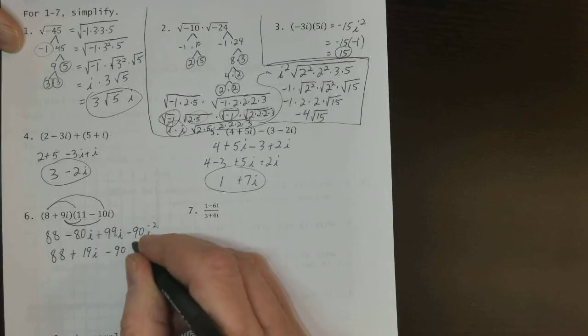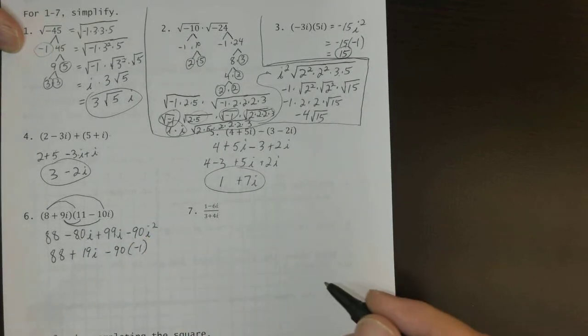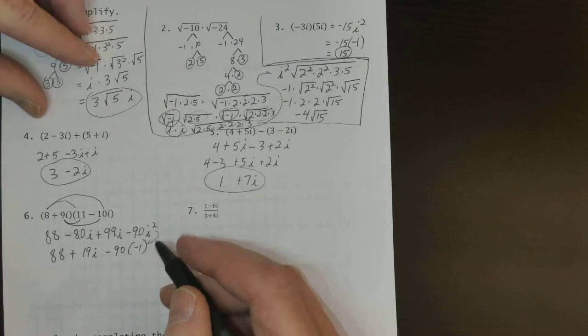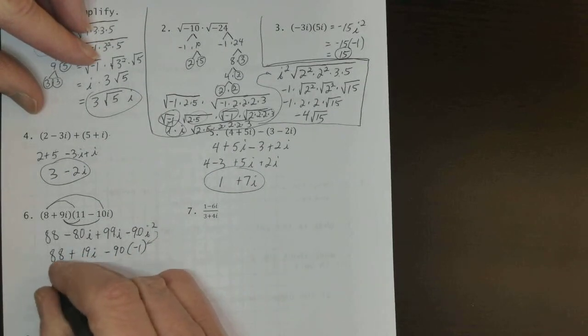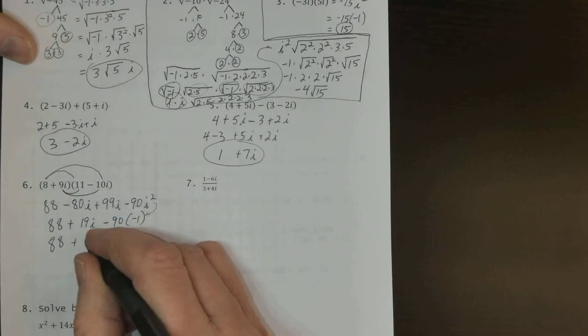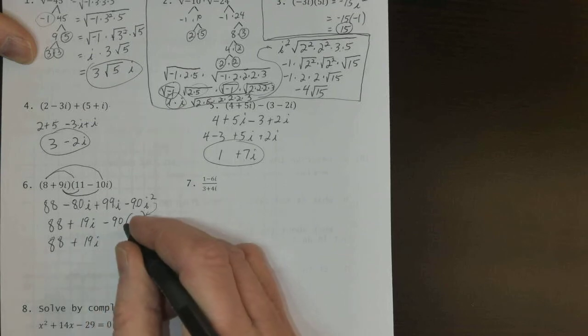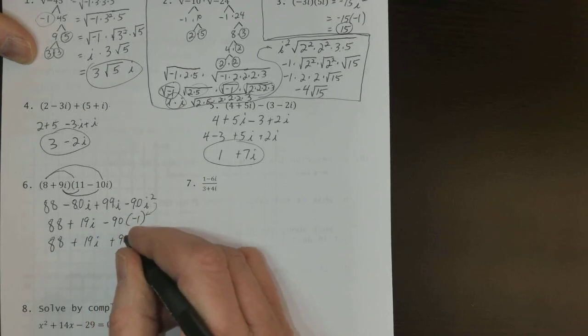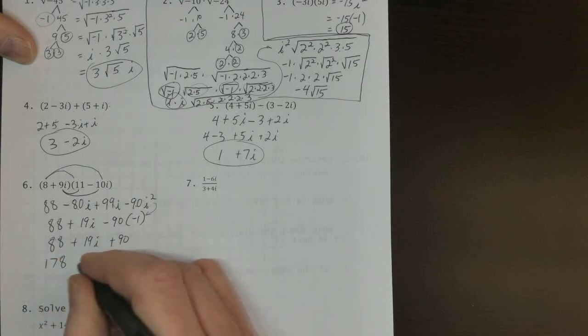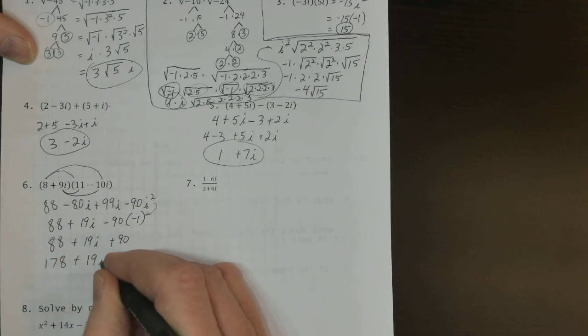Minus 90 times negative 1, because I'm taking the i squared out and putting negative 1 in its place. So we got 88 plus 19i plus 90. Let's add the 90 and the 88 together, and that's 178 plus 19i.